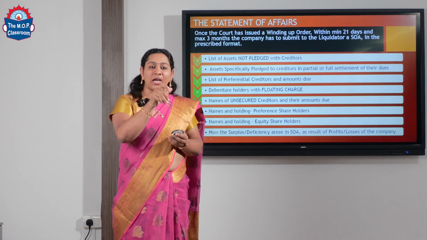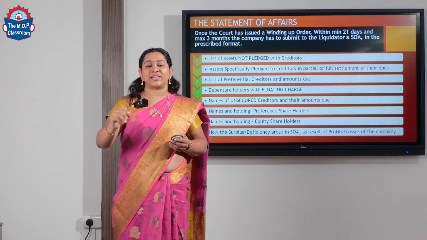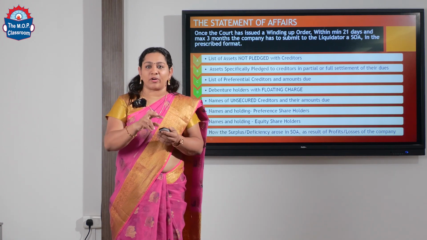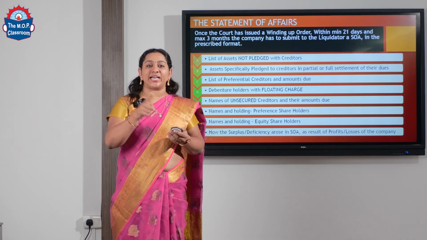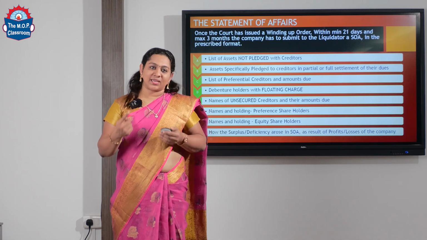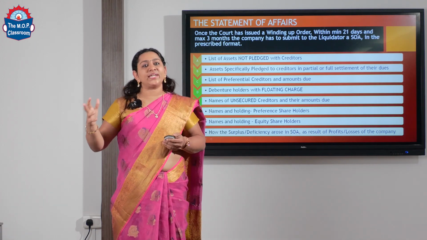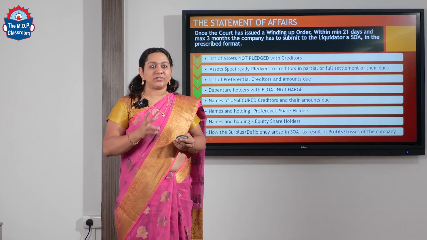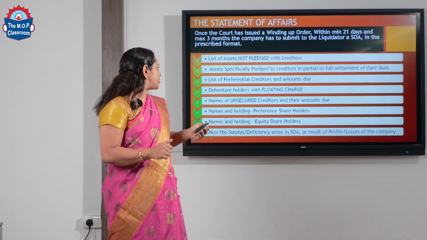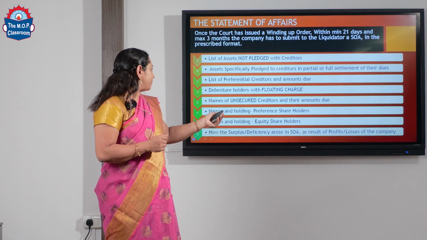example, if we take plant and machinery, one particular creditor or bank has given me a loan in exchange for asking for this plant and machinery as security. So in the event the company defaults on this loan, the bank is entitled to take possession of such asset, liquidate it and realize their dues. So that is what is meant by specifically pledged. Third is list of preferential creditors and amounts due.